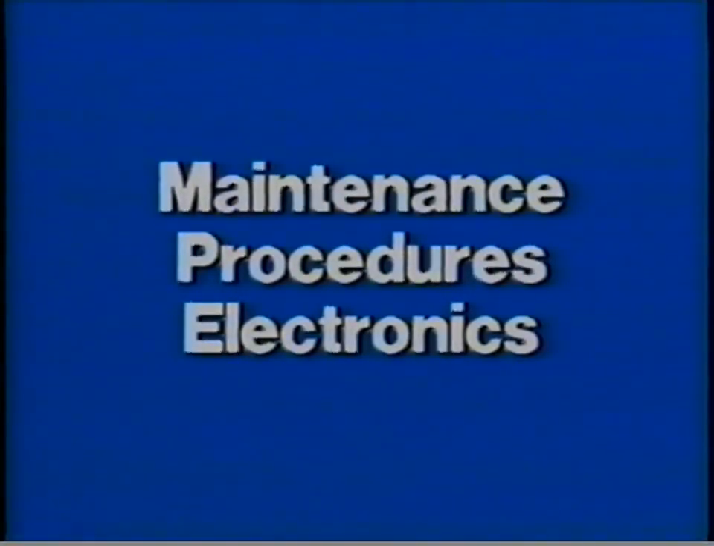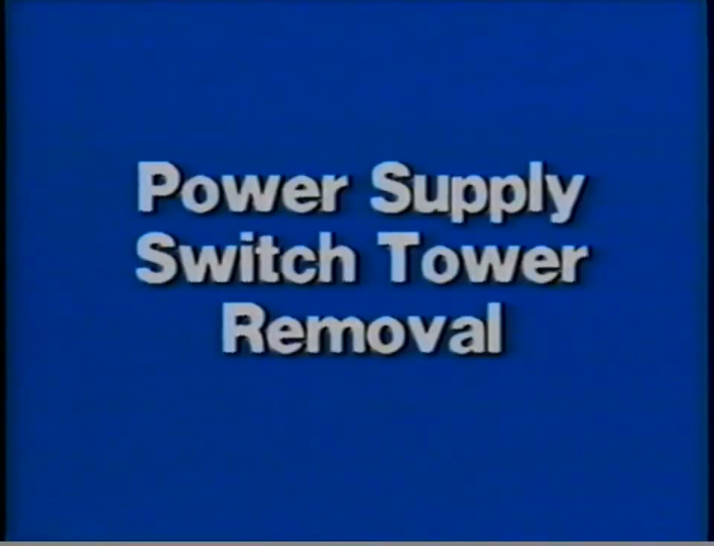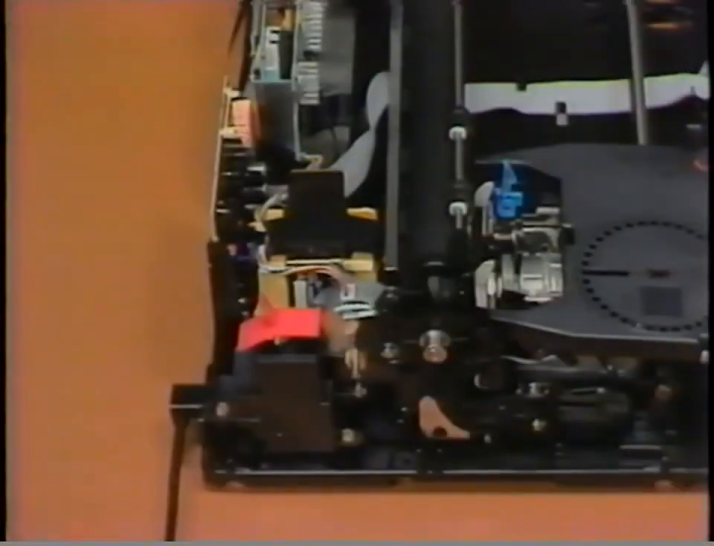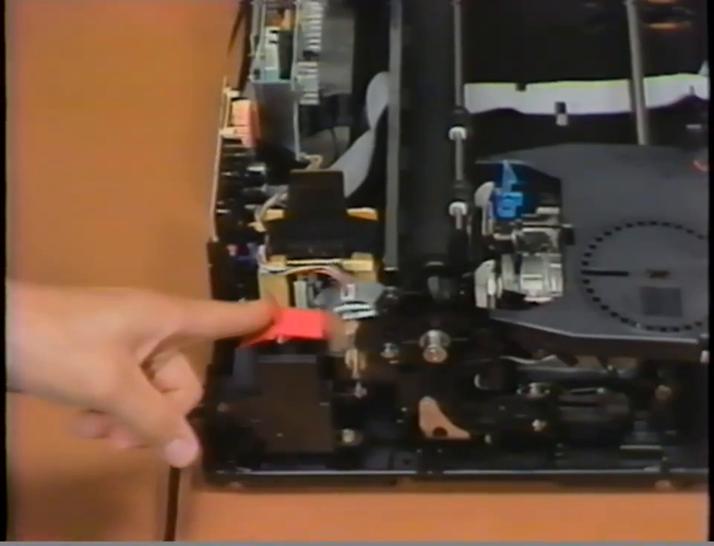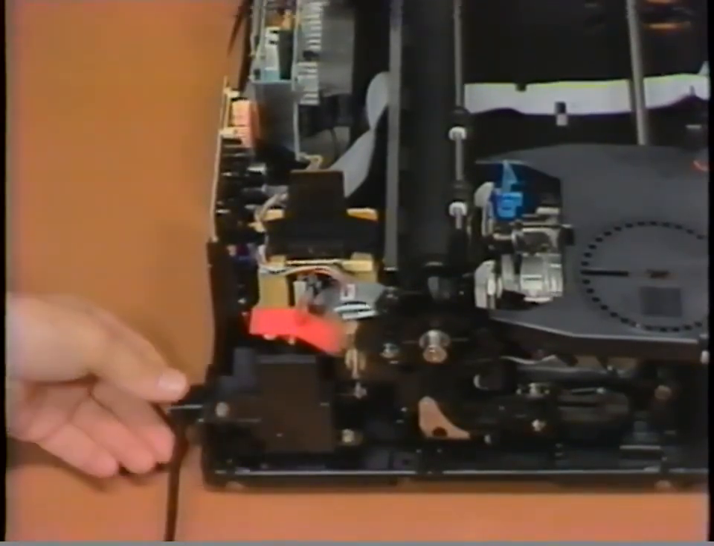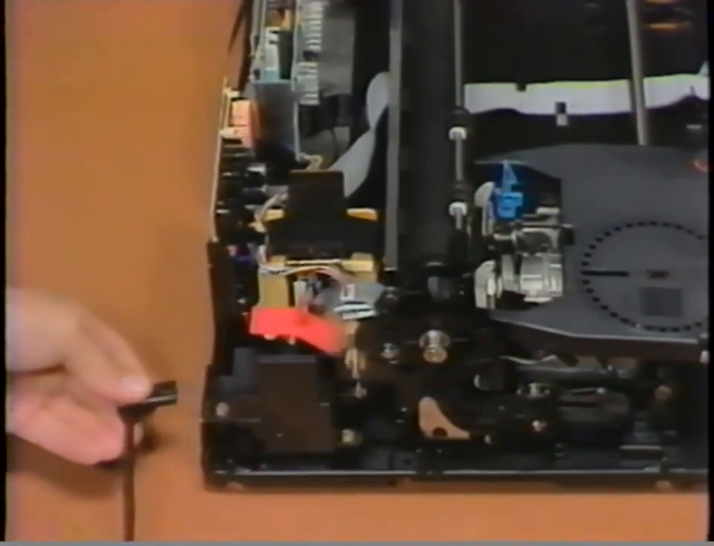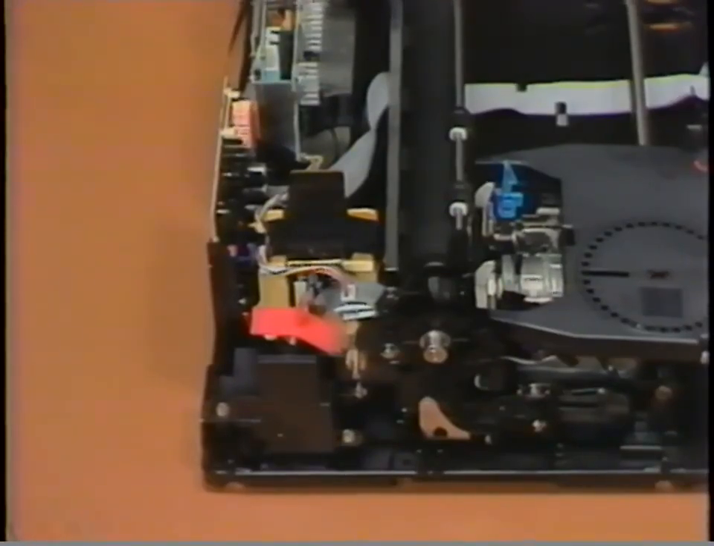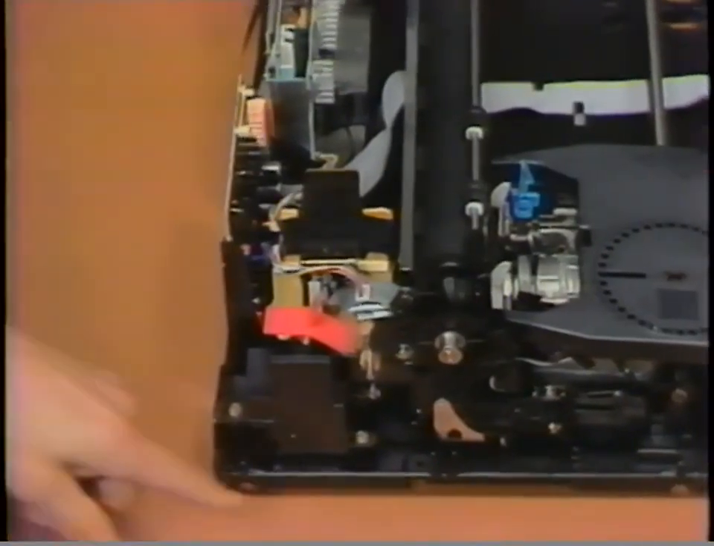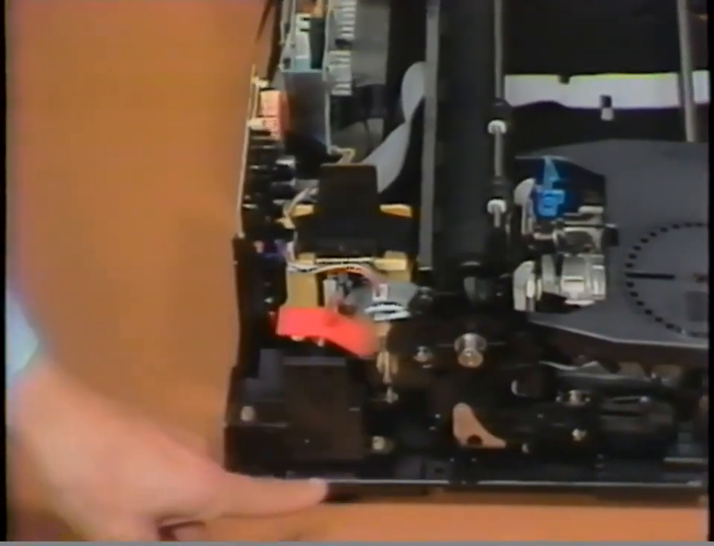The major electronic FRUs are the switch tower transformer FRU, the power supply board, the printer board, and the function board. To remove the switch tower and power supply from the machine, make sure that the machine is turned off and the line cord is disconnected. To remove the switch tower FRU, remove these two mounting screws.